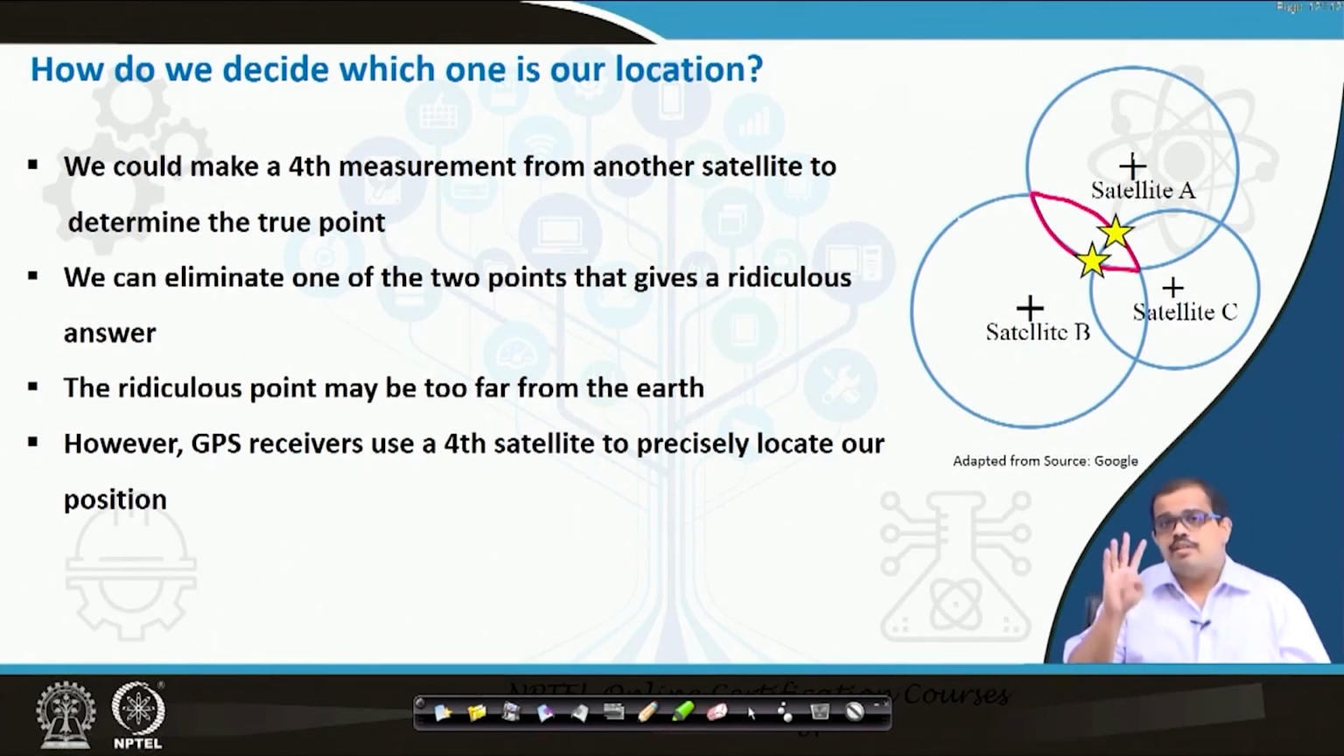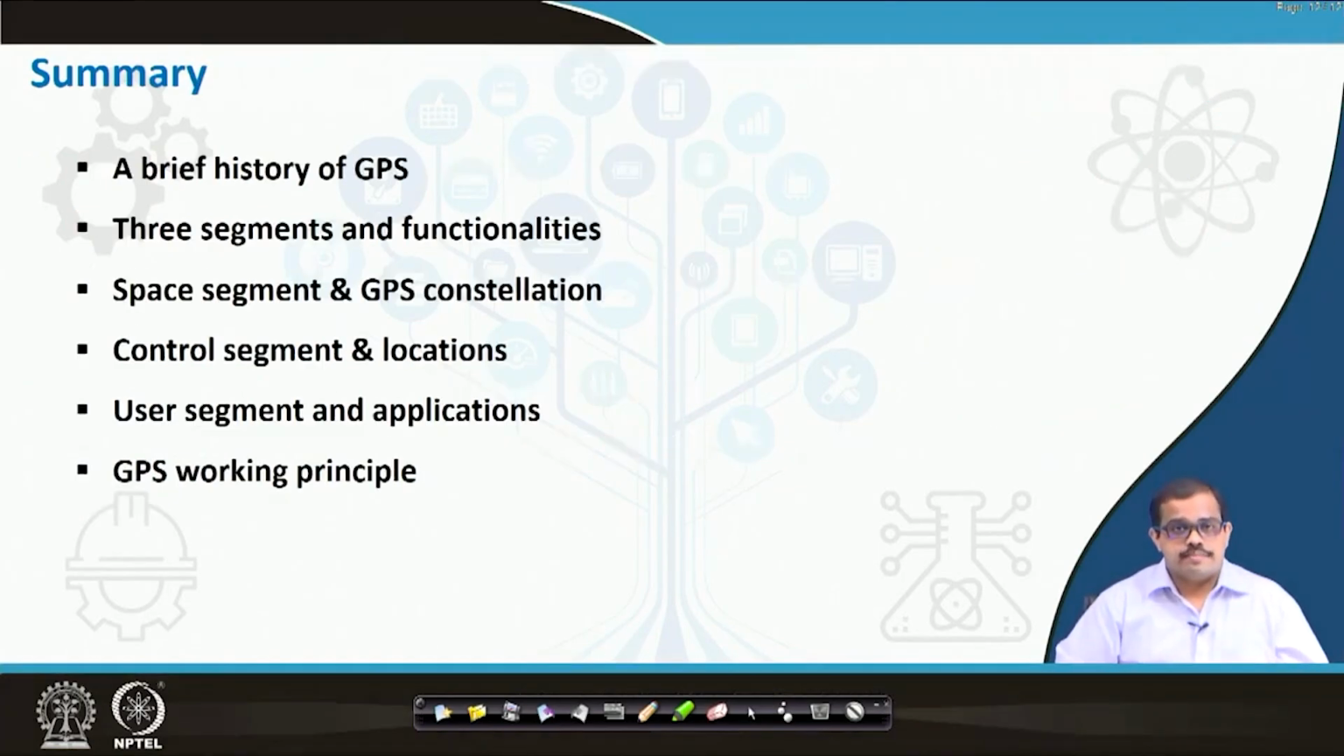So which means to say you need 4 satellites, each of these satellite signals giving you 4 different measurements: x, y, z, and your time. So z is the time. So with this we will end this class.